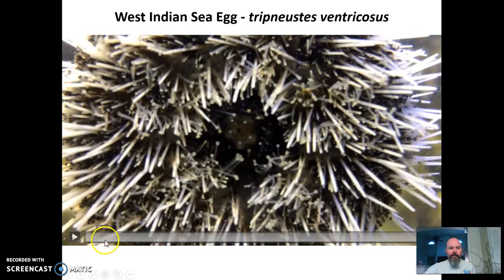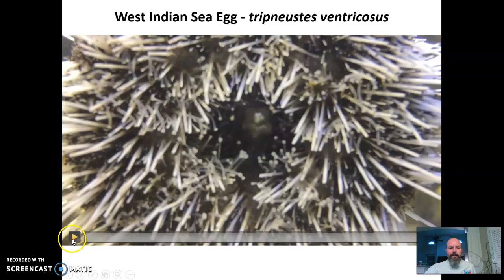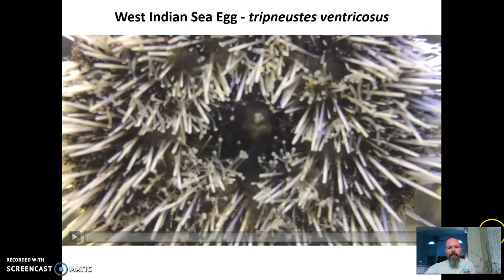This is some footage that I made of a West Indian sea egg, Tripneustes ventricosus. I think I'm saying that correctly. And you can actually see the 5-parted mouth in there underneath the bottom. This one's using its tube feet to stick to the glass in the aquarium, so you can see its mouth. Now I did a time-lapse video because if you were watching that, you'd see that mouth moving very slowly. I probably sat there for a couple of minutes and got that brief video.